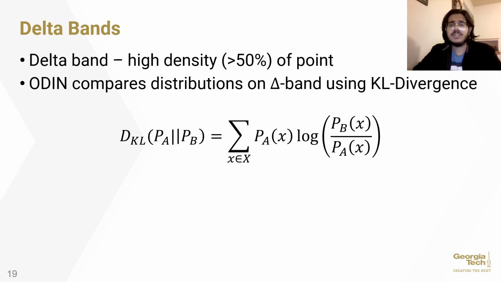Distributions are compared on the delta band using the KL divergence. With KL divergence, the Kullback-Leibler divergence, we can compare a prior and posterior distribution, where the prior is the existing clusters and posterior is the live data.